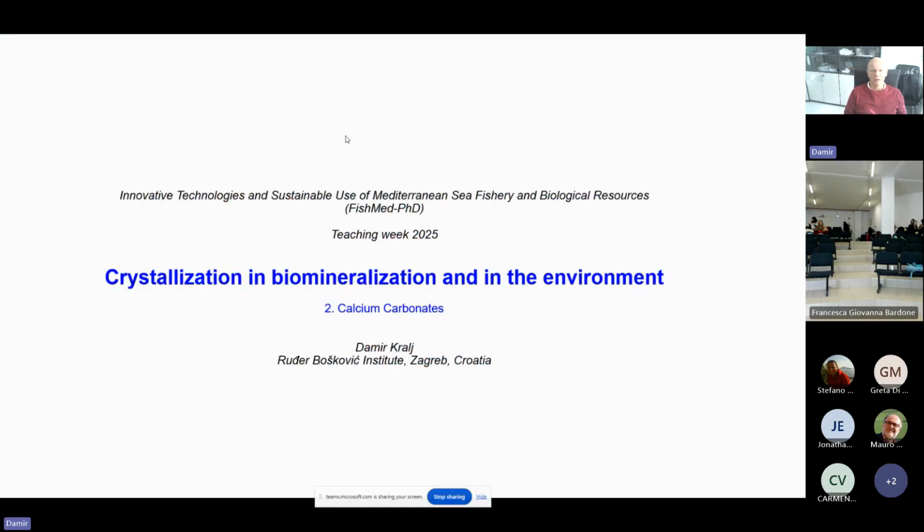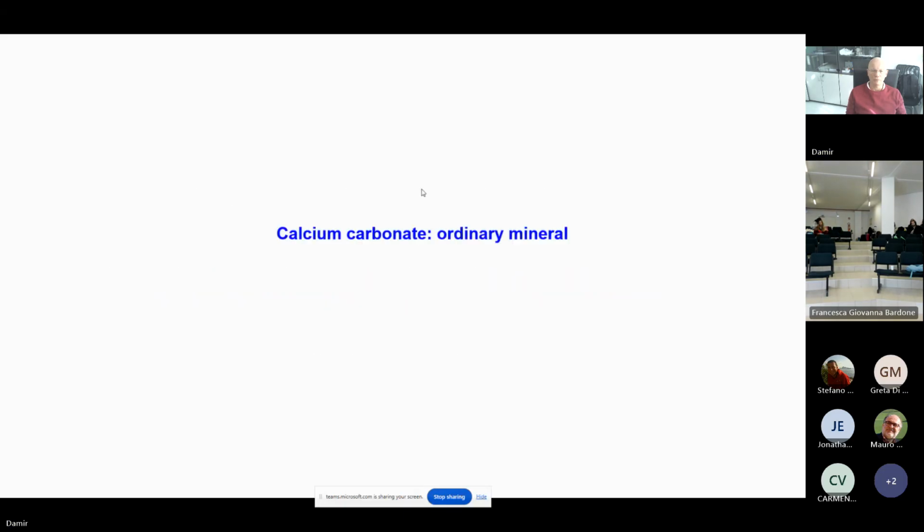So my next lecture will be about calcium carbonate. I'll give just basic information about calcium carbonates because, first of all, it's possible to find a lot of information on the web, and you can do it later on in your own way. I will start with this claim: calcium carbonate is an ordinary mineral.